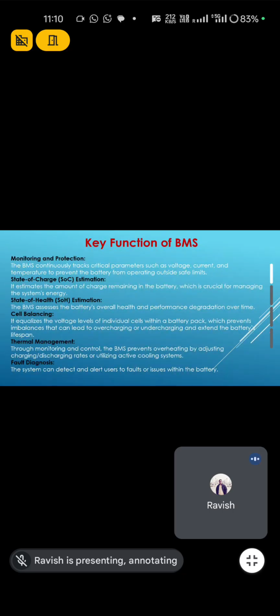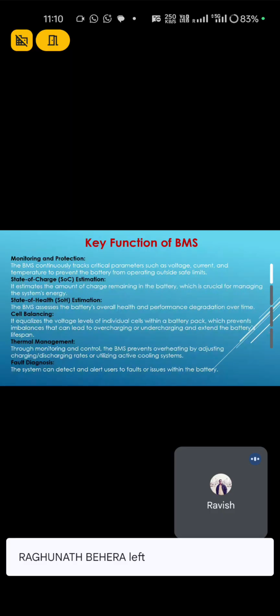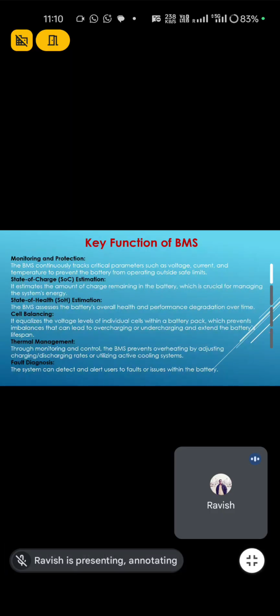Now, key functions of the BMS. You already know what the BMS is and how the BMS works for the battery. The first one is monitoring and protection. The BMS continuously tracks critical parameters such as the voltage, current, and temperature to prevent the battery from operating outside safe limits.